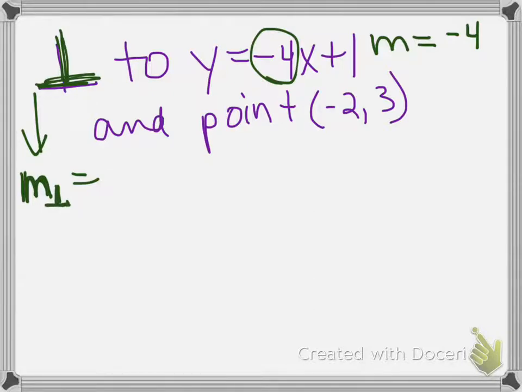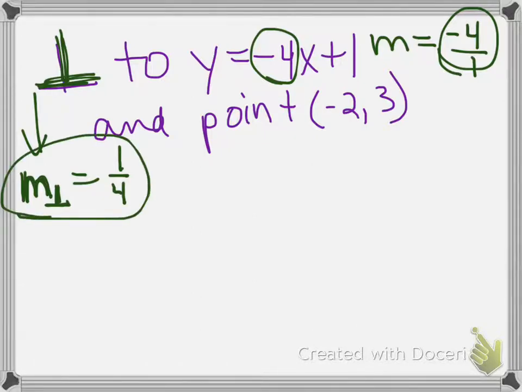So the perpendicular slope to -4 is going to be opposite, which means it's going to be positive, and it's going to be the reciprocal of 4, which is 1/4. The reciprocal of -4 over 1 would be positive 1/4, the opposite reciprocal. So this is the slope that I'm going to use, and again I have to find the b.